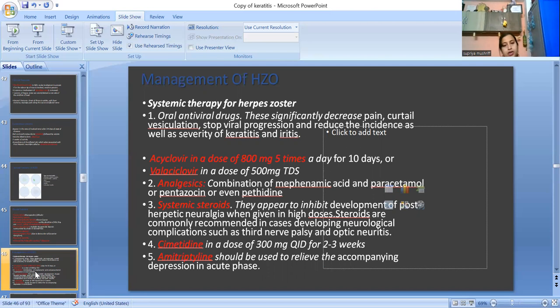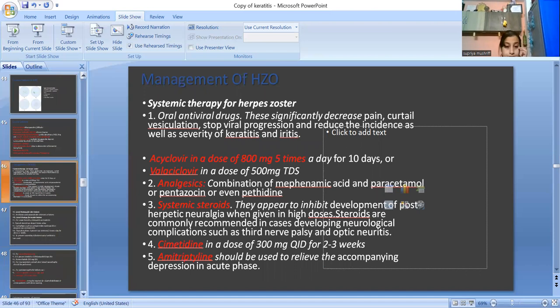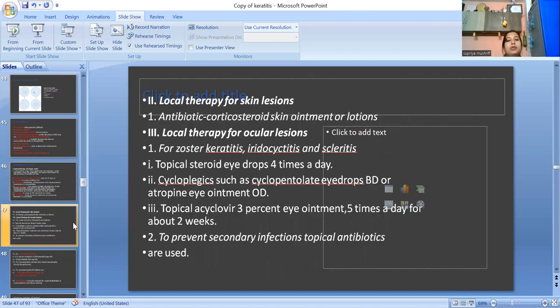Steroids are commonly recommended in case of developing neurological complications such as optic neuritis. Famciclovir in a dose of 300 mg QID is given for 2 to 3 weeks. Amitriptyline should be used to relieve the accompanying depression in the acute phase of the disease. Local therapy of skin lesions includes antipyretic corticosteroid skin ointments or lotions.